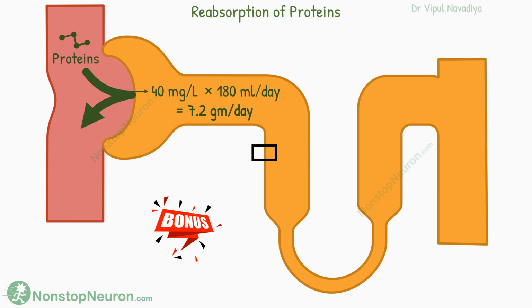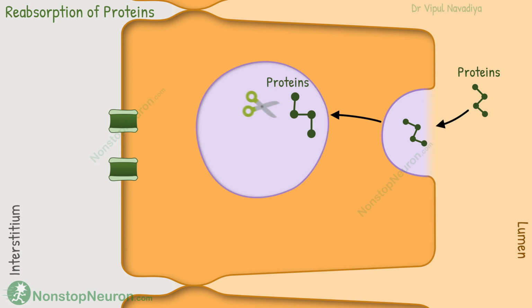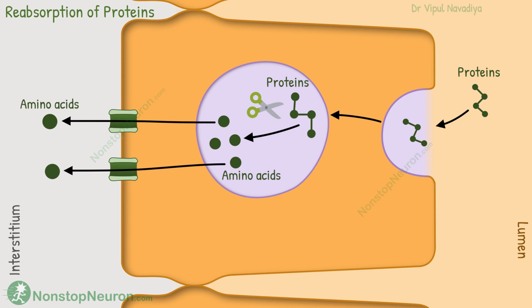As with amino acids, the proximal tubule plays an important role in this. Talking about the mechanism, the entry at the apical membrane occurs by endocytosis. Inside the cell, they are degraded by enzymes into individual amino acids. The amino acids then exit through the basolateral membrane by various transport proteins.